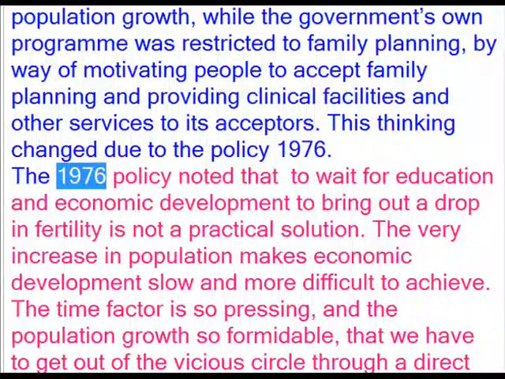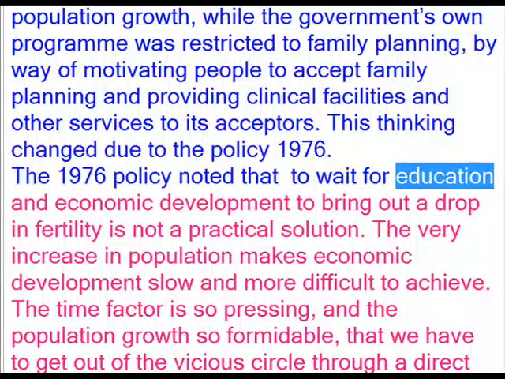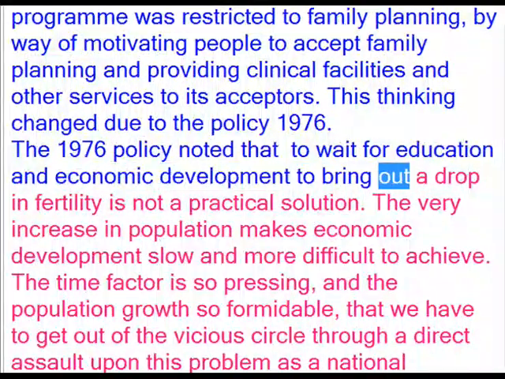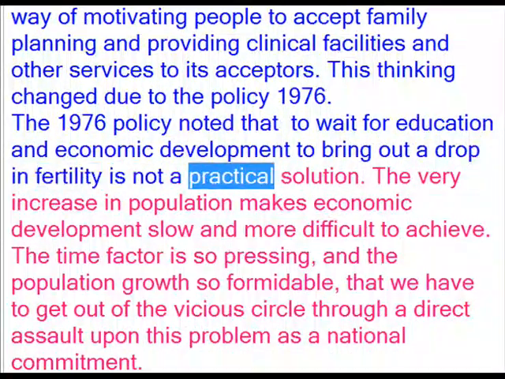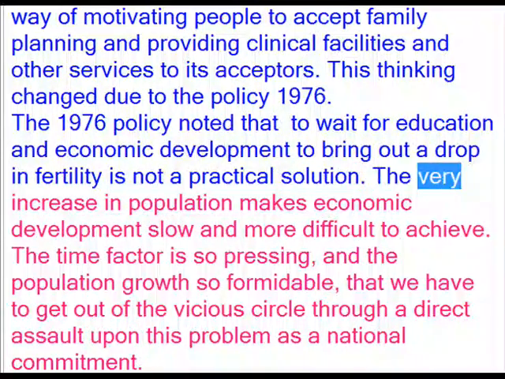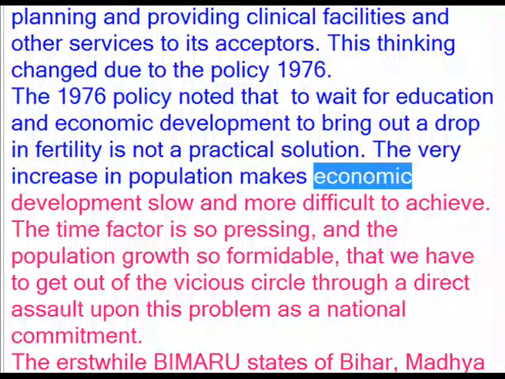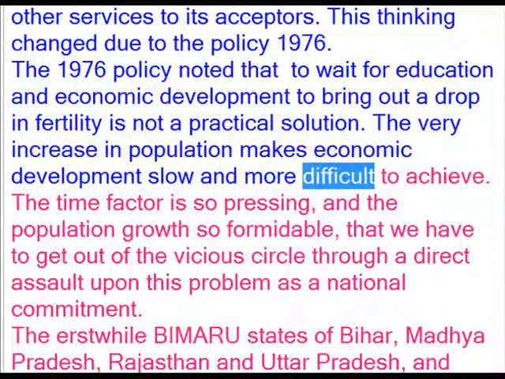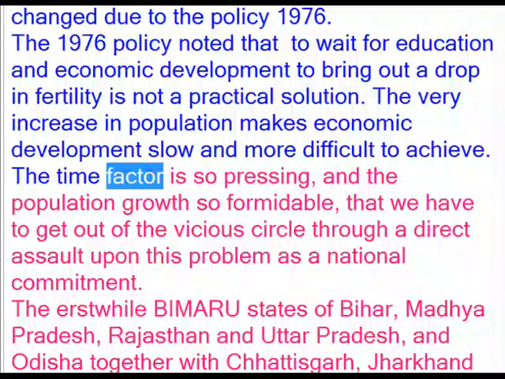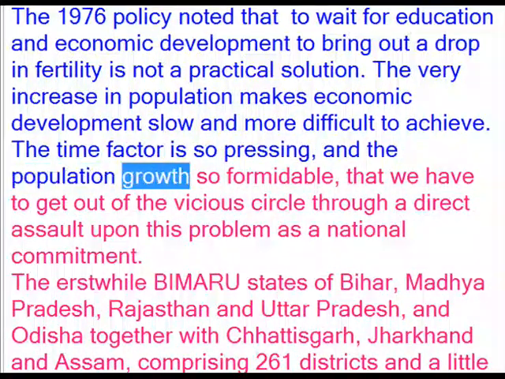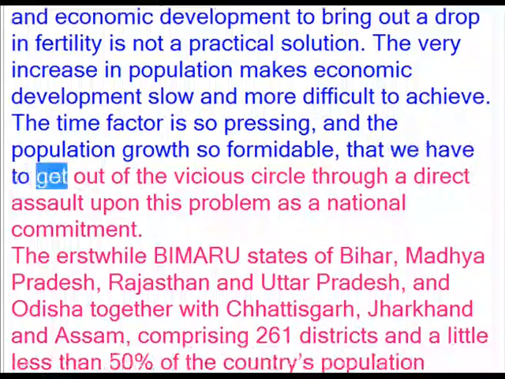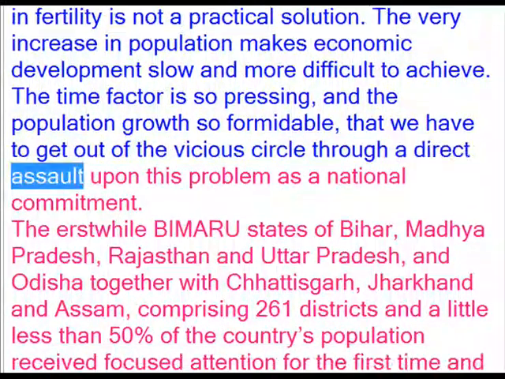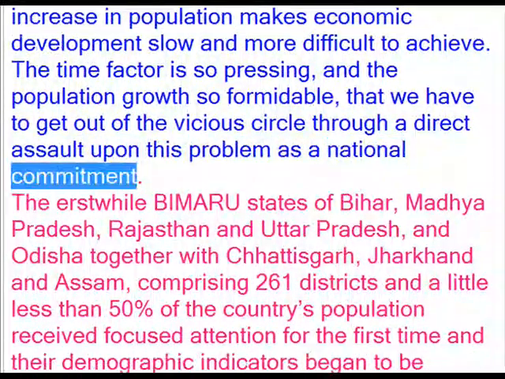The 1976 policy noted that to wait for education and economic development to bring about a drop in fertility is not a practical solution. The very increase in population makes economic development slow and more difficult to achieve. The time factor is so pressing, and the population growth so formidable, that we have to get out of the vicious circle through a direct assault upon this problem as a national commitment.